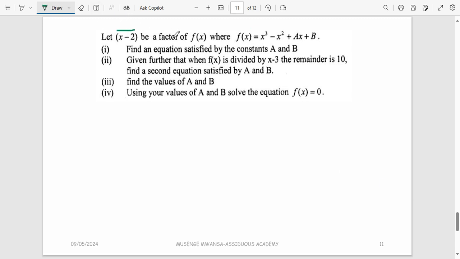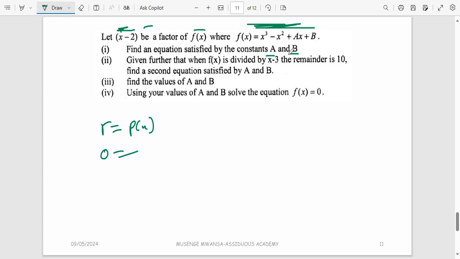Let x minus 2 be a factor of f of x. Find an equation satisfied by the constants a and b. That equation comes from the remainder. Since x minus 2 is a factor, the remainder is 0. The remainder is a polynomial in a and b, so put x equal to positive 2, because when you set x minus 2 to 0, x equals 2, and then solve it.